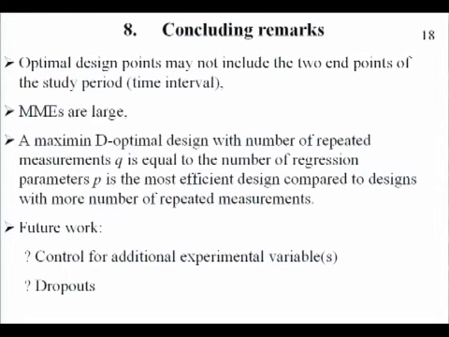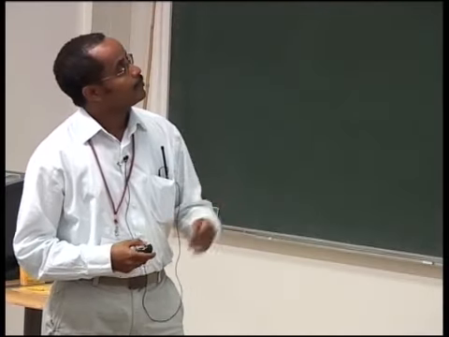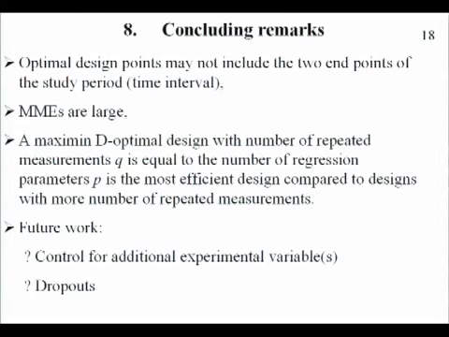And some concluding remarks. As I have already mentioned earlier, optimal design points may not include the 2 endpoints of the study period, and in most practical cases where we have a reasonable interval of parameter values, the Maximin efficiencies are still high, and a Maximin D-optimal design with the number of repeated measurements equal to the number of regression parameters in the model is the most efficient design compared to designs with more repeated measurements.